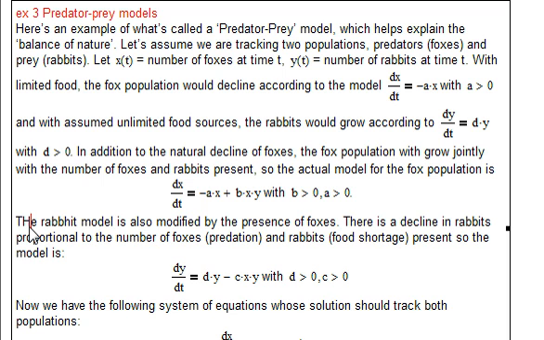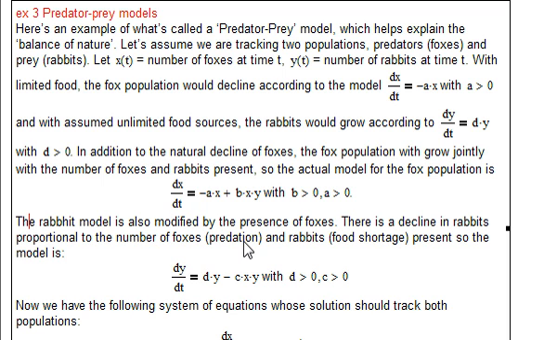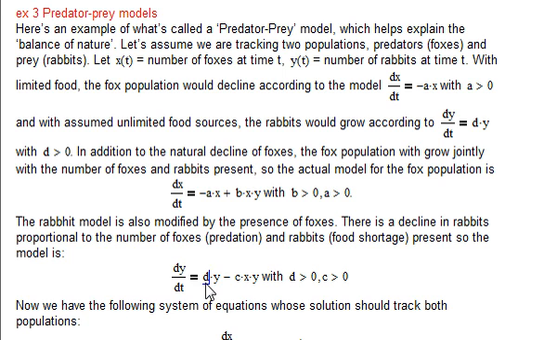So the rabbit population, a little bit different story, but also modified by the presence of foxes. There's a decline in rabbits proportional to the number of foxes present from predation. And the rabbits will also decline according to the number of rabbits, because if you have a large number of rabbits, there'll be a food shortage. So the model is the change in rabbits with respect to time, dy/dt, more rabbits increases the size of the rabbit population, equals negative c, because we're dropping jointly with the number of rabbits and the number of foxes.